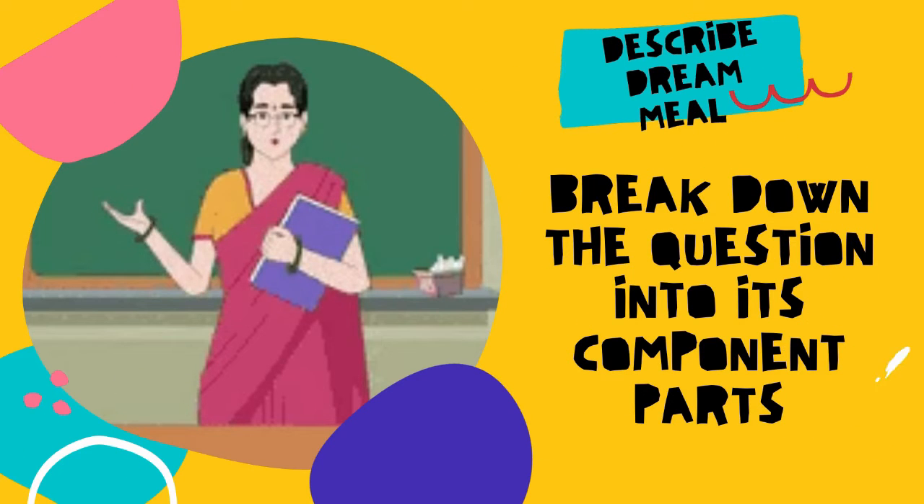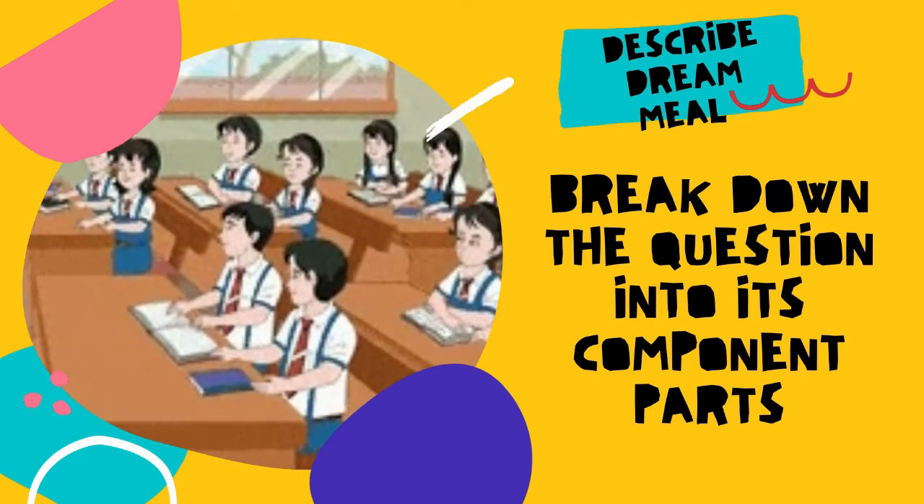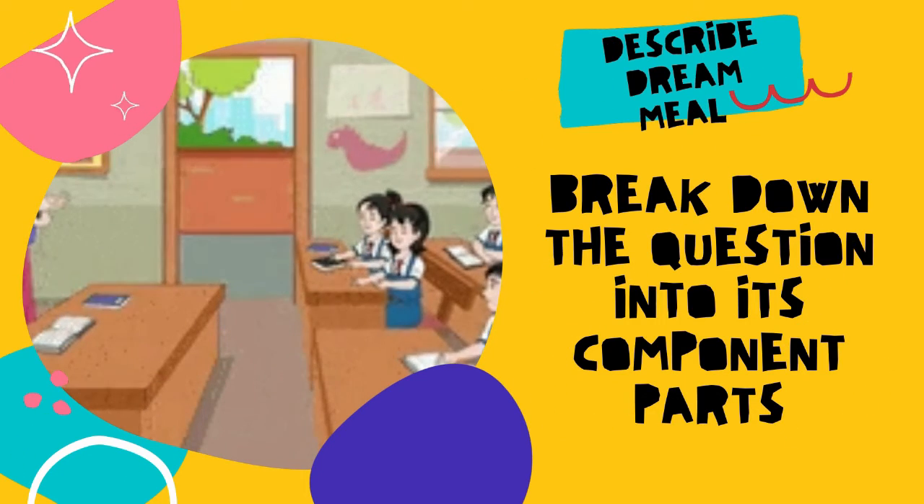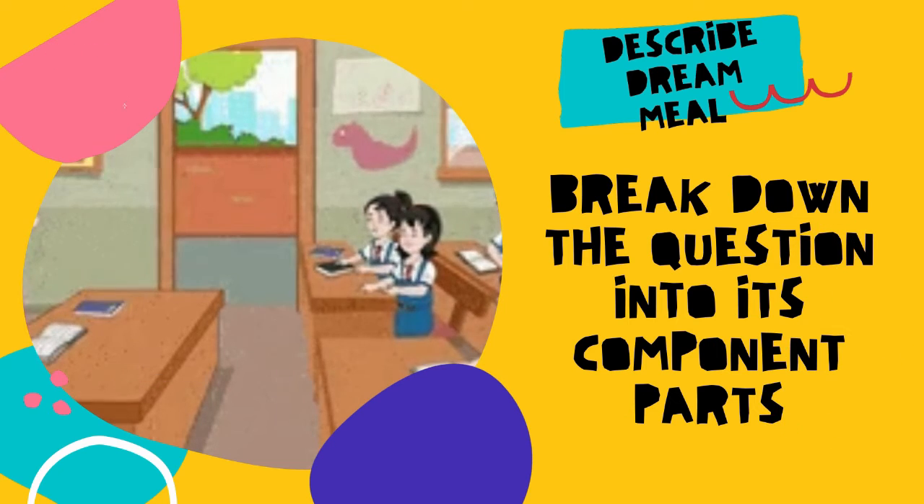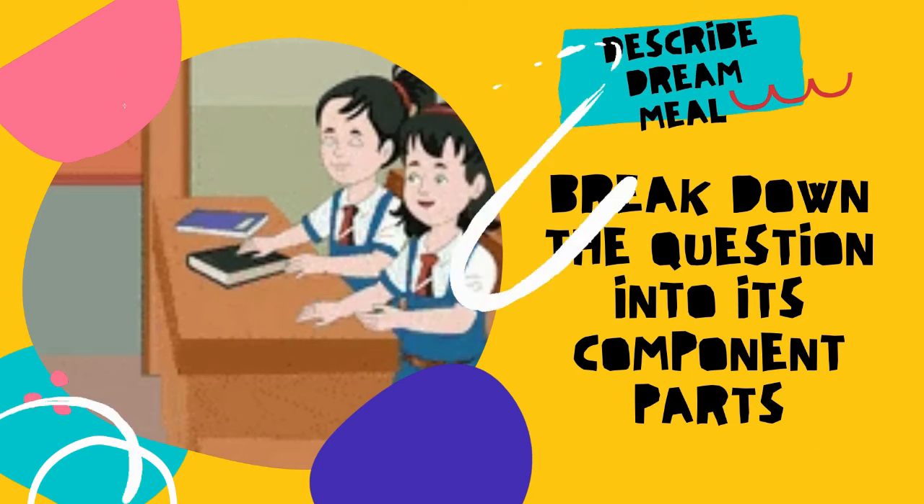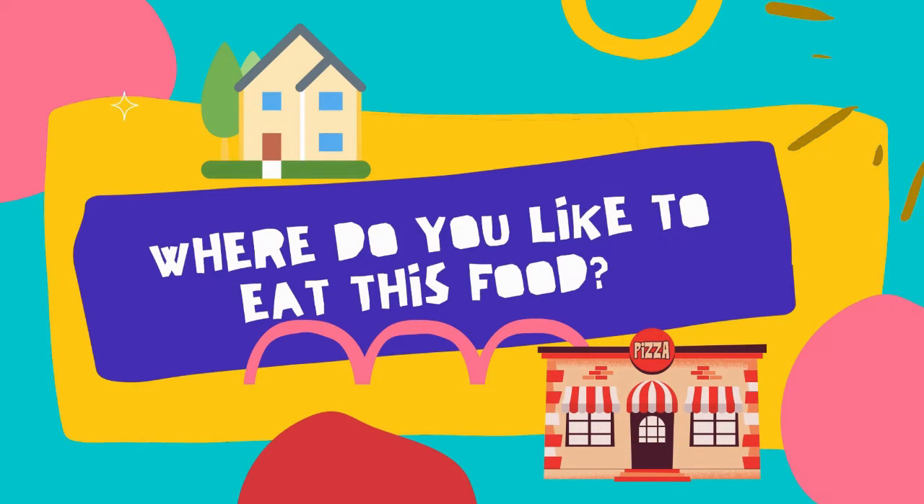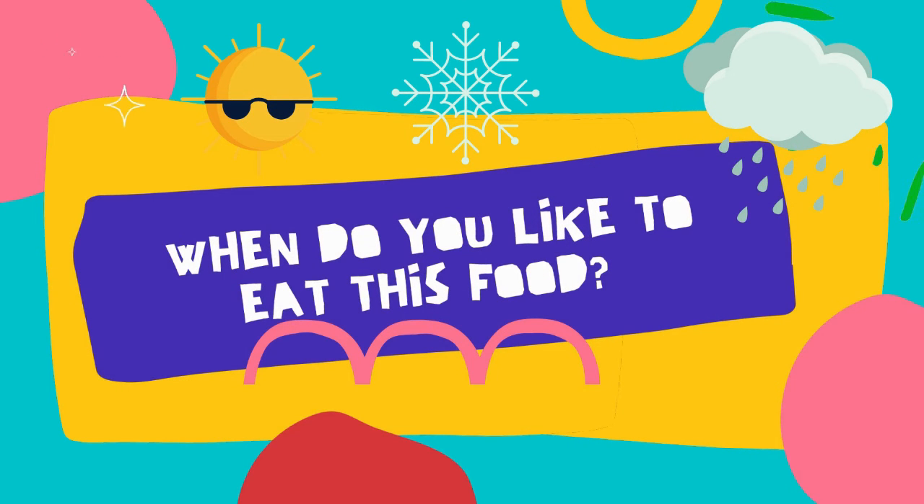Example, if you ask your students to describe their dream meal, it might be difficult for them to answer. Instead of that, you can break down the question into its component parts. Then, students can easily answer questions like, what kind of food do you like? What's your favorite food? Where do you like to eat this food? Do you like to eat at home or at a restaurant? When do you like to eat this food?